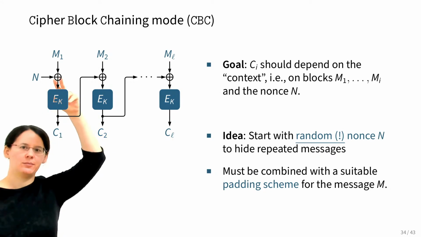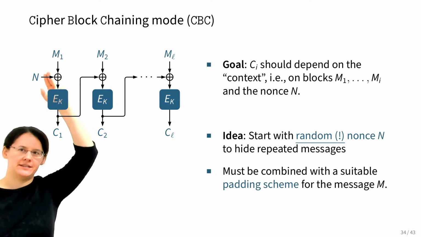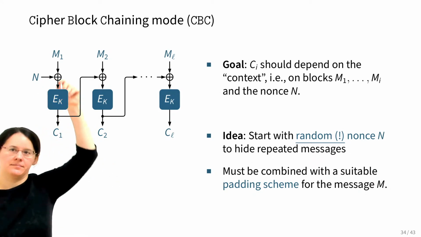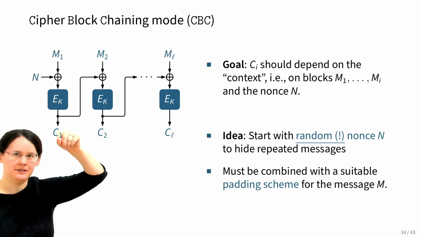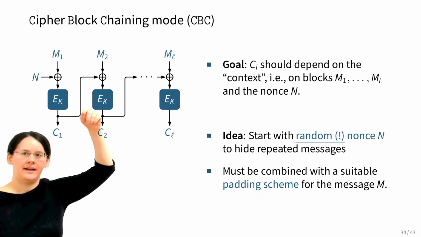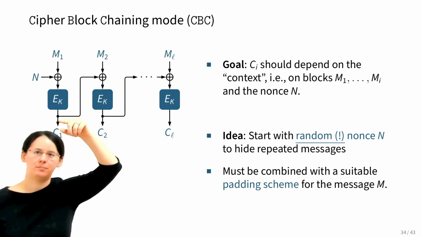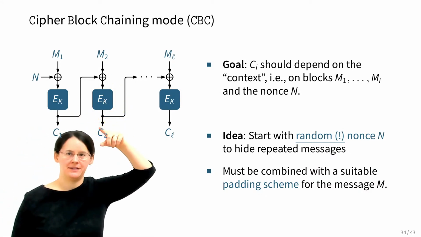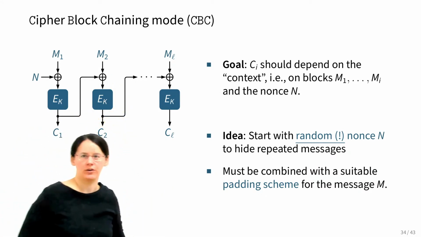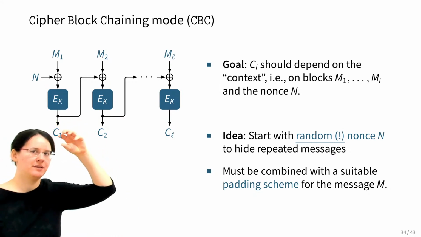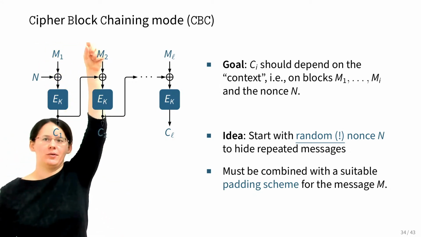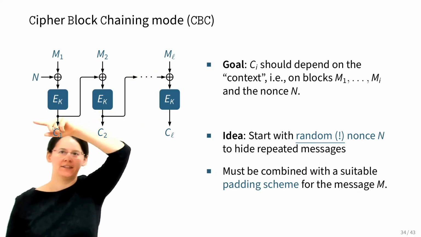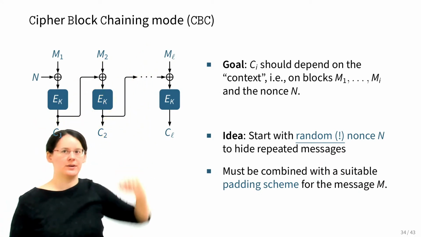The first masking value that we have is the nonce itself, so the randomizer that we had. So this masked message is encrypted. And for the next one, we always need to use the previous ciphertext block and XOR it to the message. So this is why it's called chaining, because we always use the previous cipher block for chaining, in the sense of chaining these blocks together.